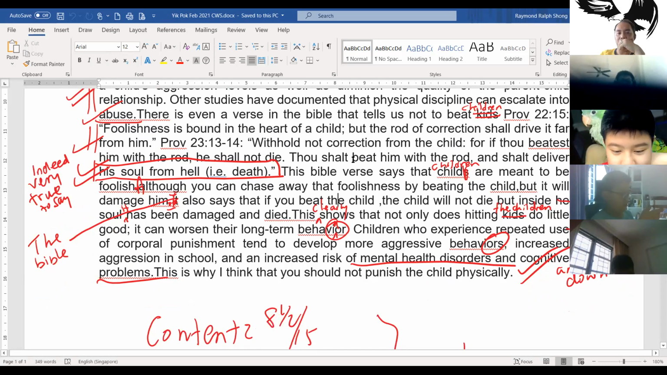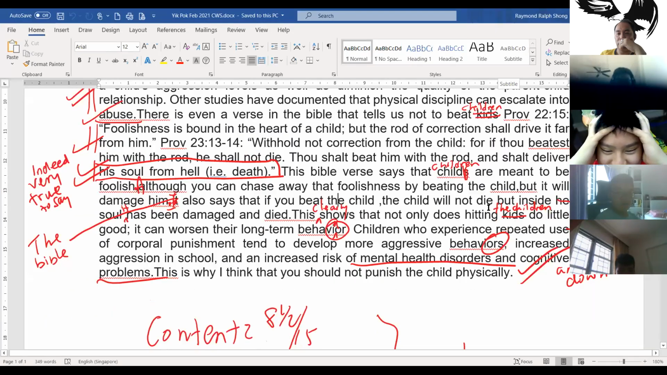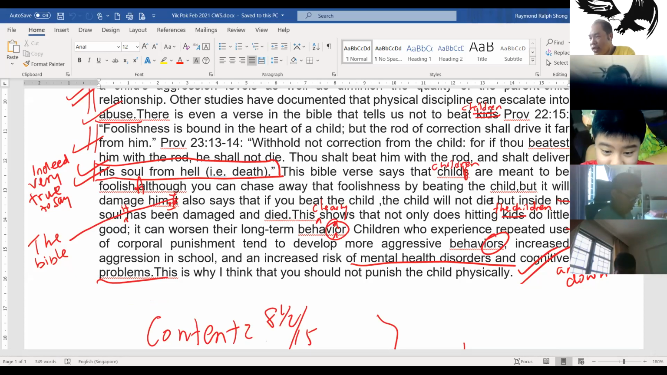The Bible says that if you beat the child, oh my God. The Bible says that if you beat the child, he will not die, but inside his soul. See, long sentence. You need to have a comma. You can also worsen the long-term behavior. This is an American spelling. Please put a U inside. Even when you type it out, please change it to English UK, not USA.